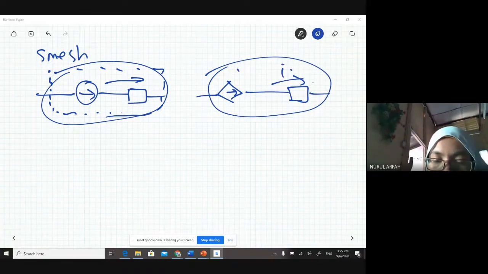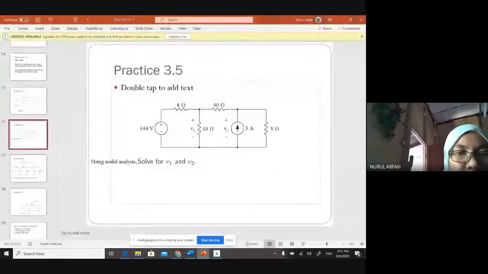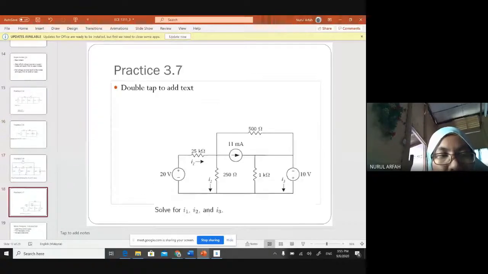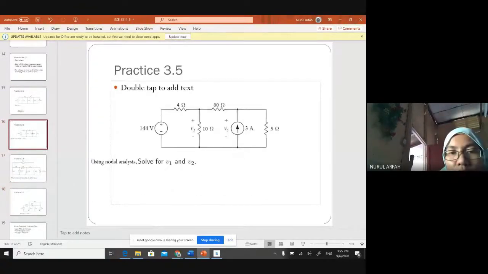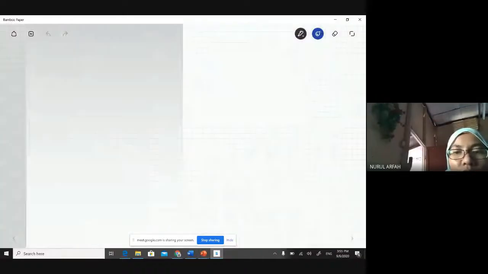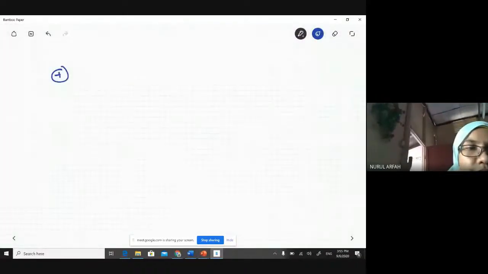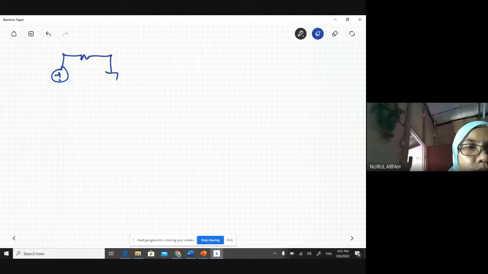All right. So we go to our mesh analysis. Mesh analysis is when you have a loop. Basically, it handles the loops. Okay, let's see. We have this example. Voltage, current. Okay, voltage and current. We have something like this.